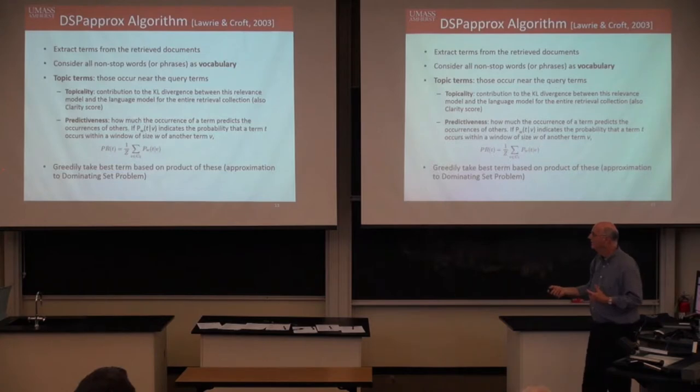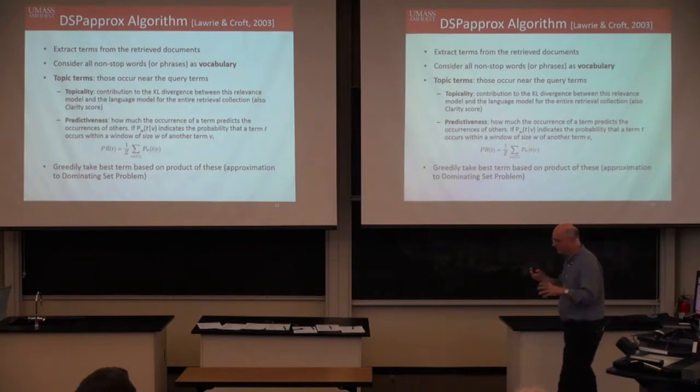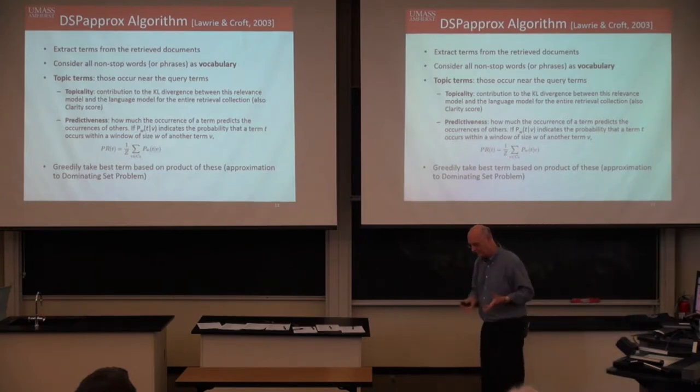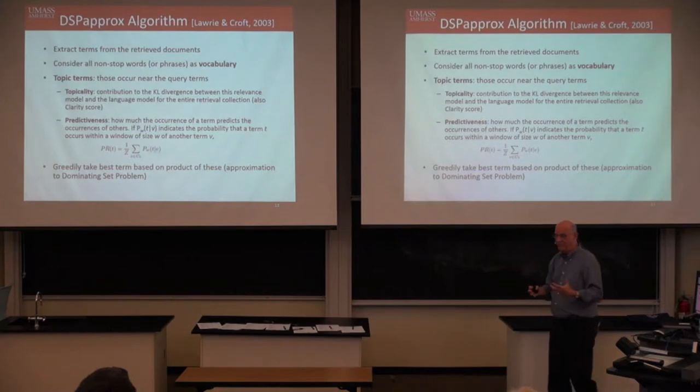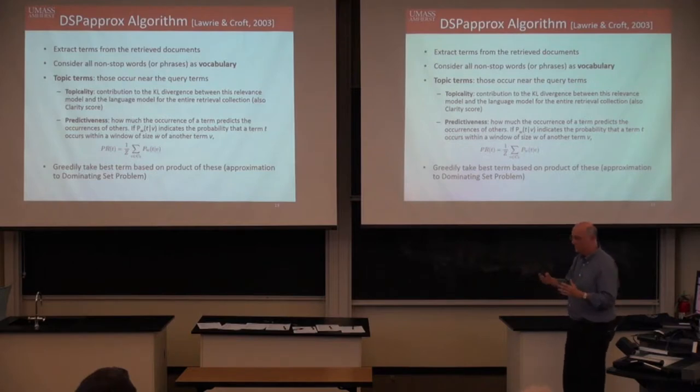And what we do is do this by greedily taking the best term based on a product of these two factors. And I'll explain this a little bit more in the next few slides. So we take the best term and we reconfigure things, and then we take the next best term, and each time we're taking the one that has the highest product of those two factors. And we keep going until we've got the number of terms that we want.